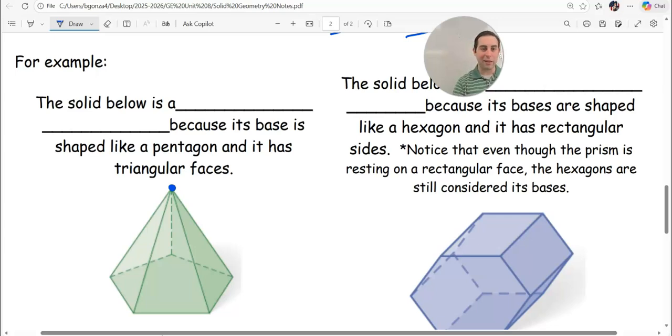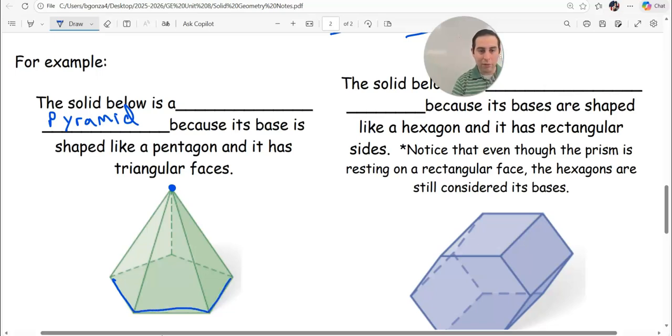Pyramid, right? Throw some mummies in it. It's pointy at the top. So on the second blank, write pyramid, not the first blank. The first blank is the first name. And how do I name this pyramid? Look at the base. What is the shape of this base?